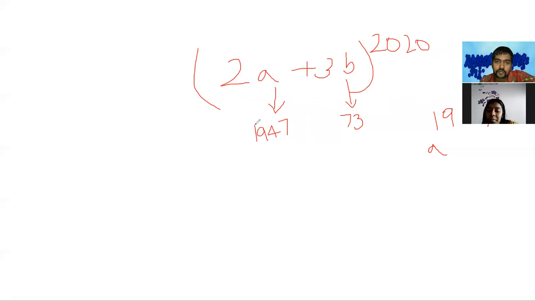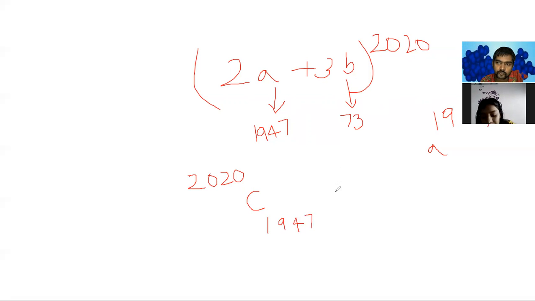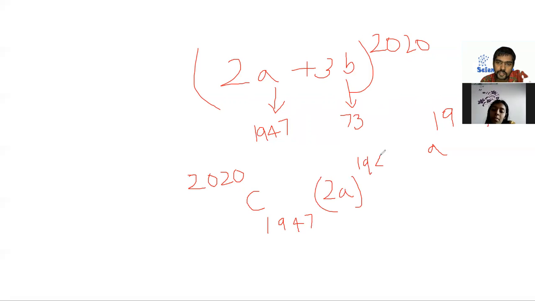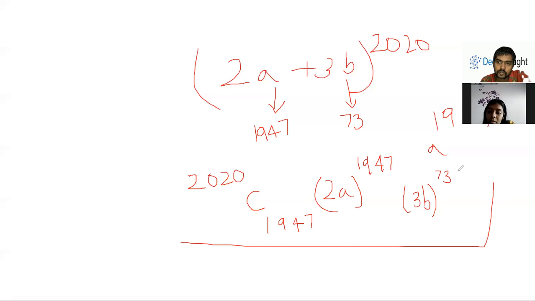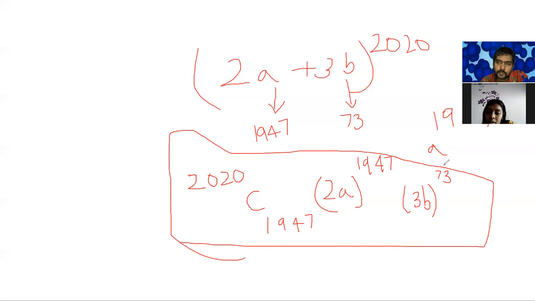Right. Now, what are you doing? In how many ways can you choose 1947 apples? 2020C1947. So this becomes (2a) whole power 1947 into (3b) power 73. So the coefficient will be a power 1947, b power 73, into 2 power 1947, 3 power 73, into 2020C1947.